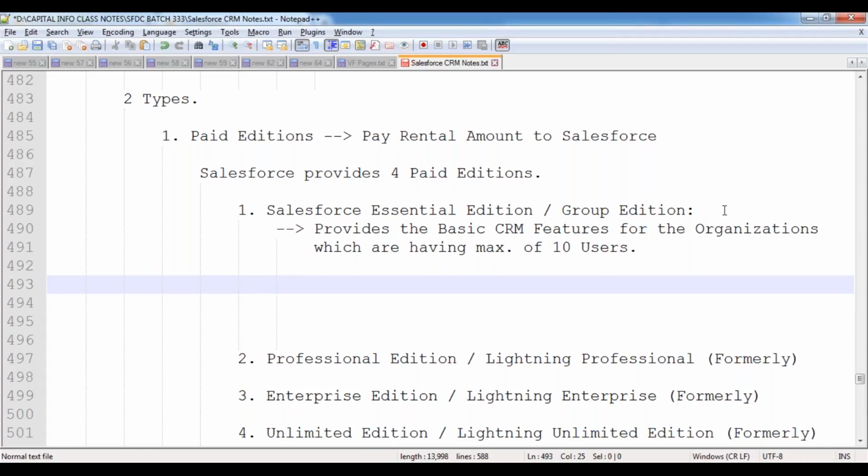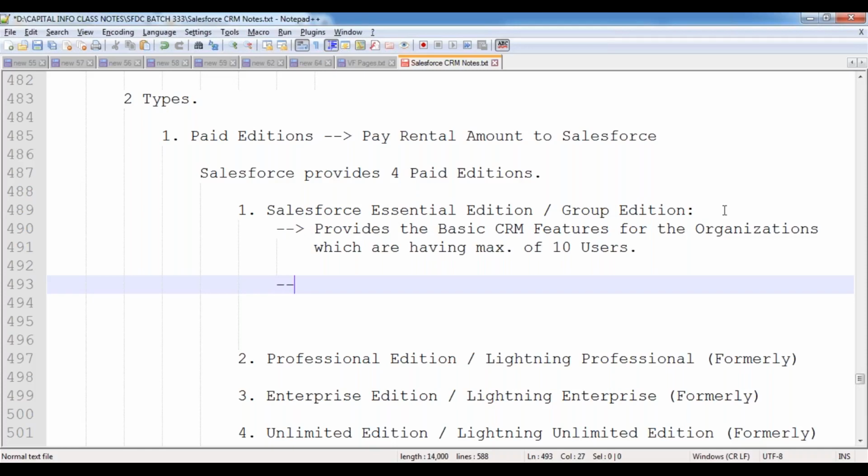You won't get any additional features: no customizations, no platform, no Apex programming, no Visualforce programming, no integration, nothing. Simply configuration, only ready-made features, that's it. You can't develop your own features. There are no such facilities. Whatever basic features they have given to you, you just have to use those. So Salesforce Essential Edition provides the basic CRM functionalities, very limited features, which can be accessed by a maximum of 10 users.